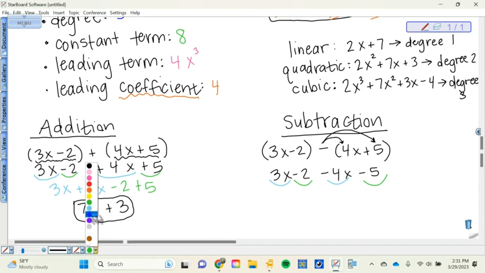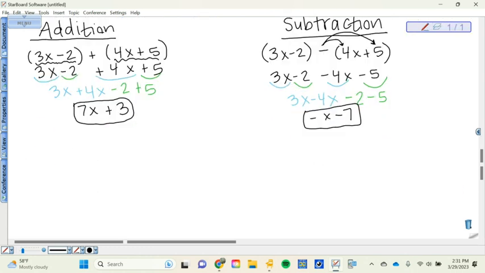3x minus 4x gives me what? Yeah, -1x, good. Or just -x is fine. And -2 minus 5? Okay, cool.